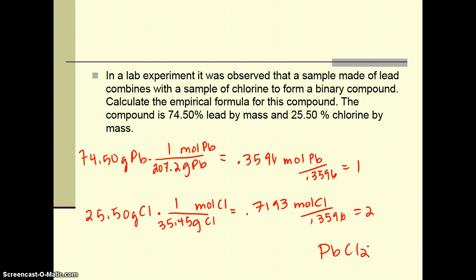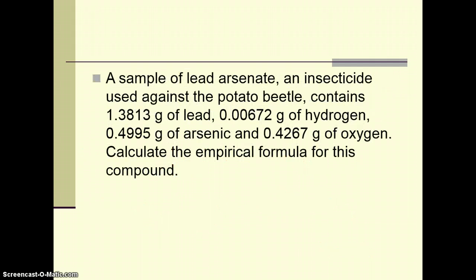Again, I'm always checking to make sure my formulas make somewhat sense. And then here in my last problem, I actually have 4 things, okay? I have 1.3813 grams of lead, 0.00672 grams of hydrogen, 0.4995 grams of arsenic, and 0.4267 grams of oxygen. There's nothing different. I'm going to do the same steps, but I have 4 different substances to do it for.